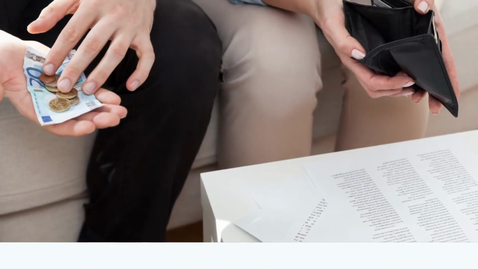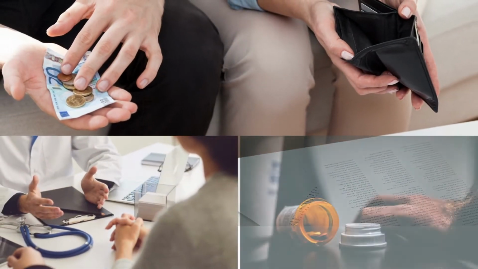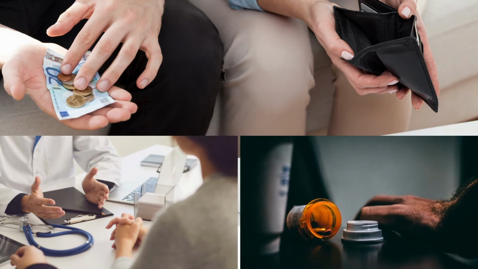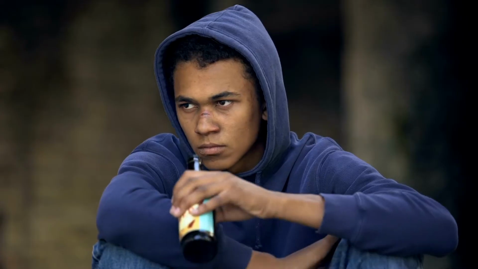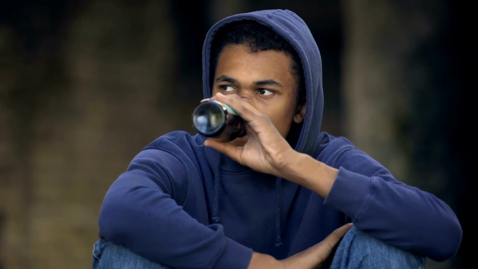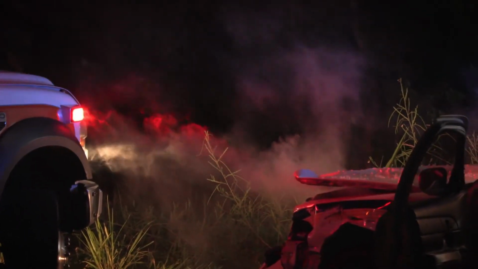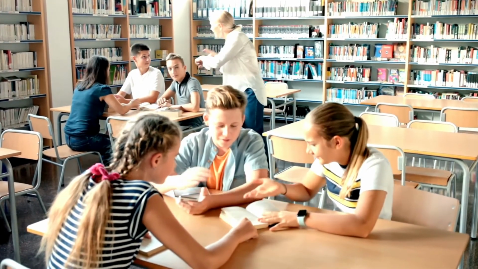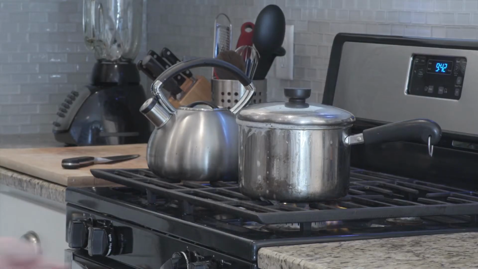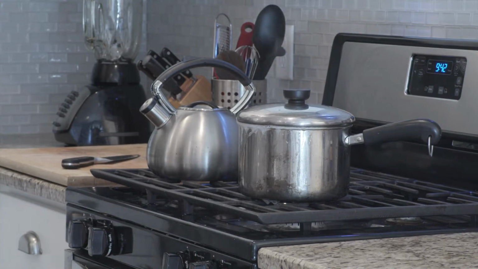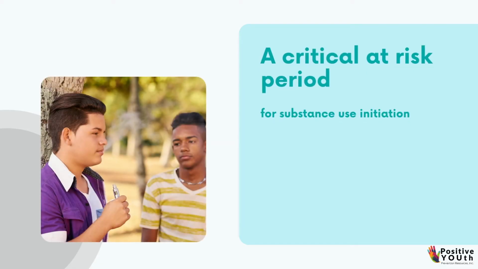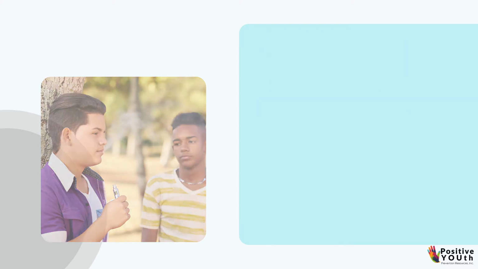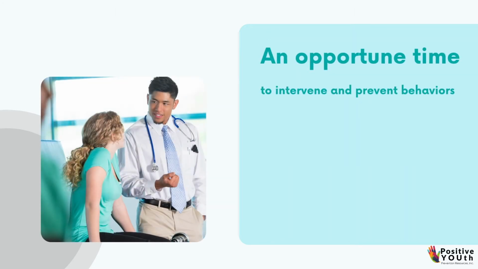Some examples of risk factors include economic instability, limited access to health care, and having a parent with a substance use disorder. When adolescents experiment with alcohol and other drugs, it can heat up and boil over into a bigger problem. By creating environments that keep the heat down for adolescents, we can prevent substance use from boiling over into a bigger problem. Adolescence represents both a critical at-risk period for substance use initiation, as well as an opportune time to intervene and prevent behaviors from developing into more acute health problems.